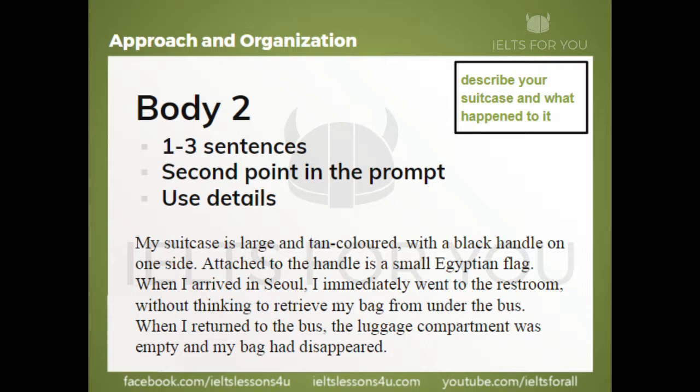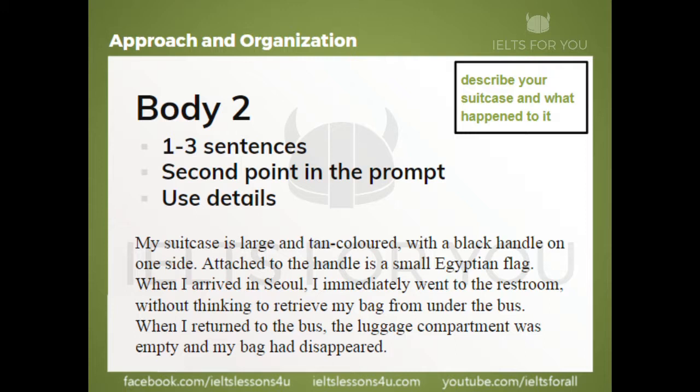So read along with me. My suitcase is large and tan-colored, with a black handle on one side. Attached to the handle is a small Egyptian flag. When I arrived in Seoul, I immediately went to the restroom, without thinking, to retrieve my bag from under the bus. When I returned to the bus, the luggage compartment was empty, and my bag had disappeared.